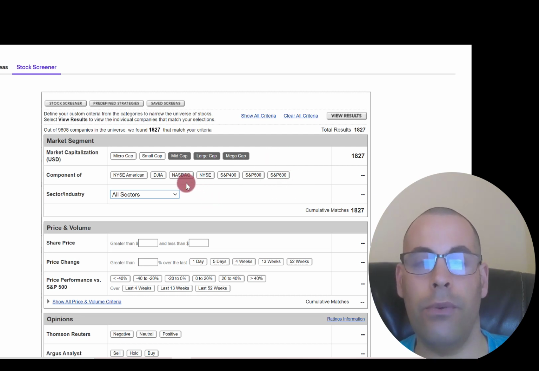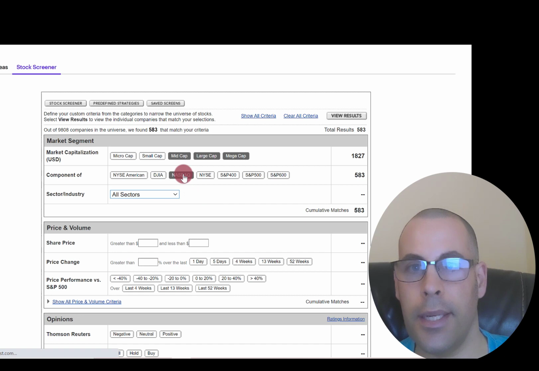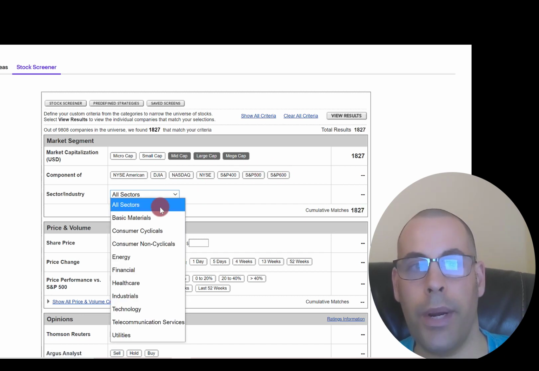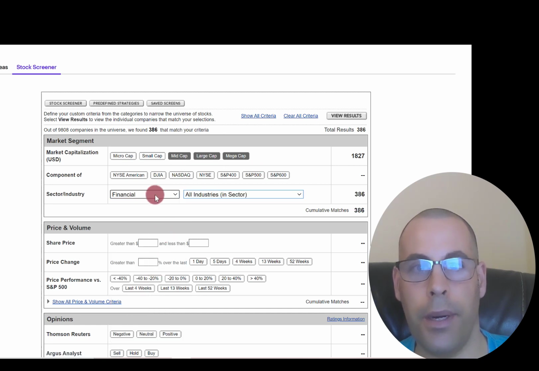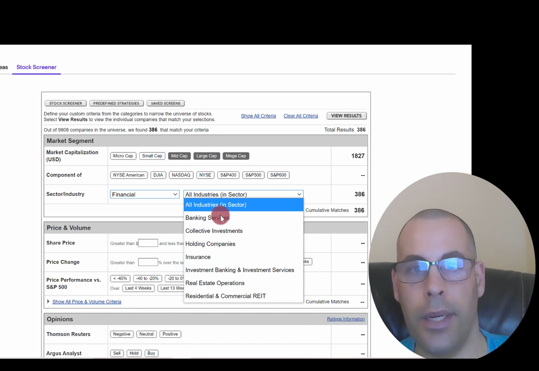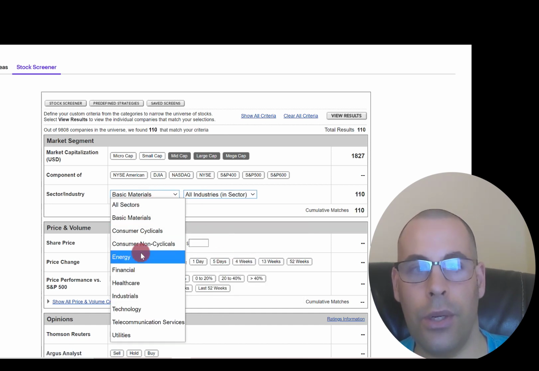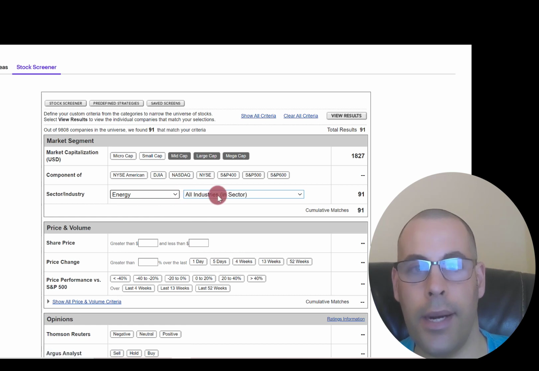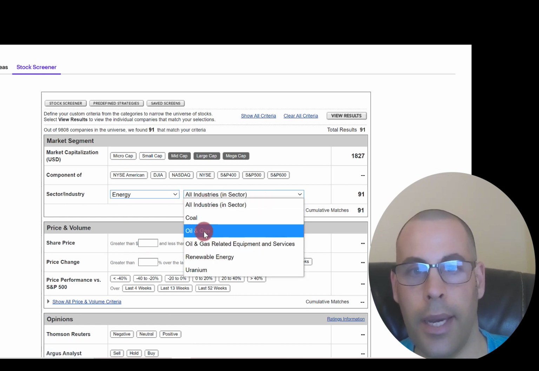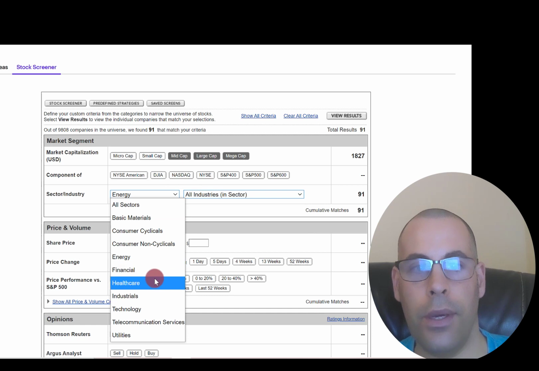If you prefer to invest only in NASDAQ stocks, you can hit the NASDAQ button. I usually don't hit any of these buttons. You could also break it down by sector. If you want to look for financial stocks, you can hit the financial button, and it breaks it down by industry inside financials. You could do insurance. Every sector you can choose and then break it down even further. Energy sector, and then do oil and gas or renewable energy, anything you want. Let's just keep it at all sectors.